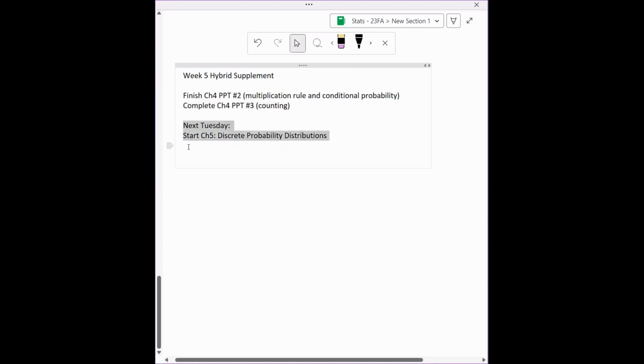And this coming Tuesday, we will start chapter 5, discrete probability distributions. So I would recommend that you look through the first section or two of chapter 5 just to get acclimated with what we're going to be talking about next. Okay, so let me switch my screen share here and then we will get started.